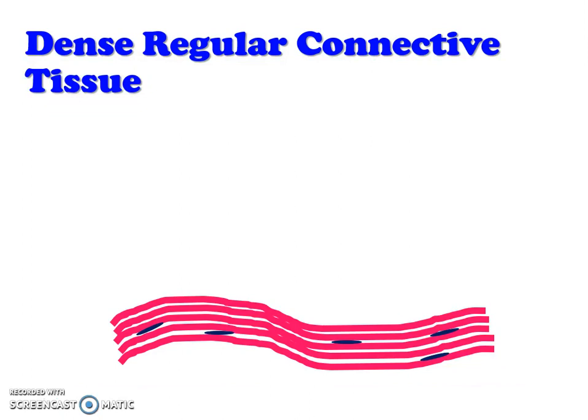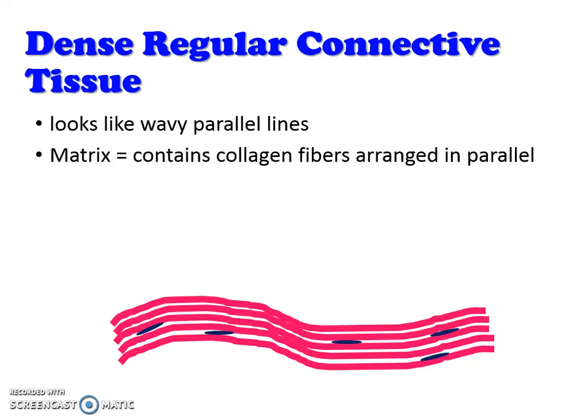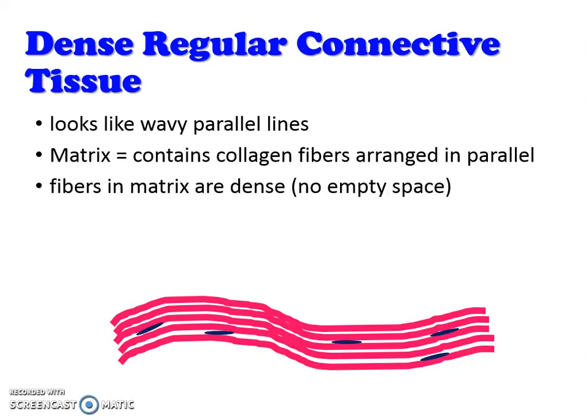The next type of tissue is dense regular connective tissue. Now the thing that I remember when I'm looking at dense regular connective tissue is it's going to look like you've got these wavy parallel lines with the occasional fibroblast cell included. In this case, the matrix is going to be made up of collagen fibers that are arranged parallel but kind of wavy. In this case, the fibers are going to be packed together so densely that there's not going to be an awful lot of empty space between it. That's why we call it dense regular connective tissue. And the cells are the fibroblasts.